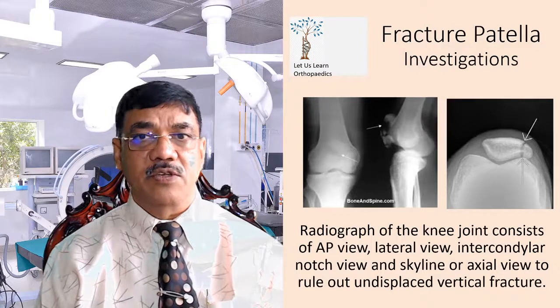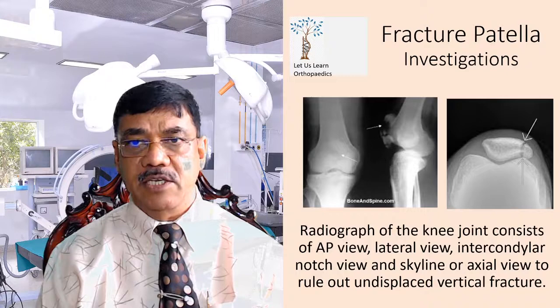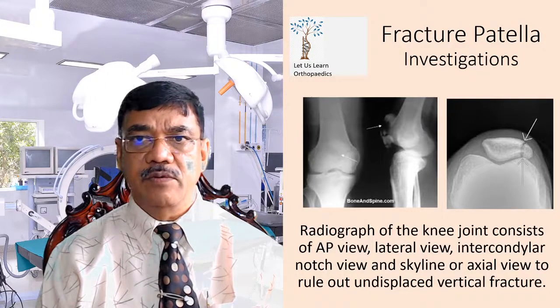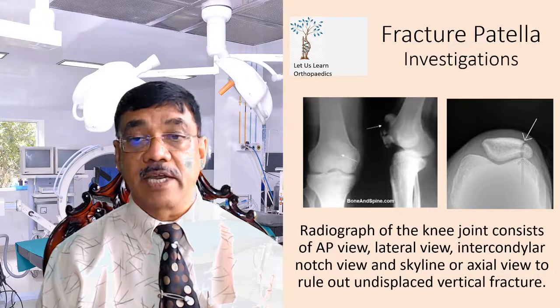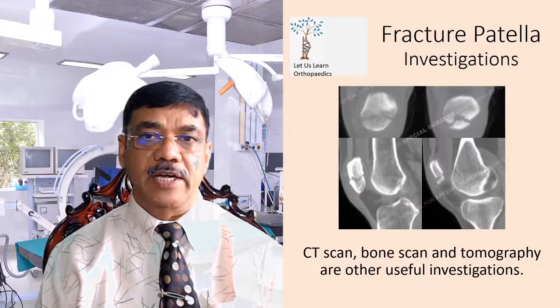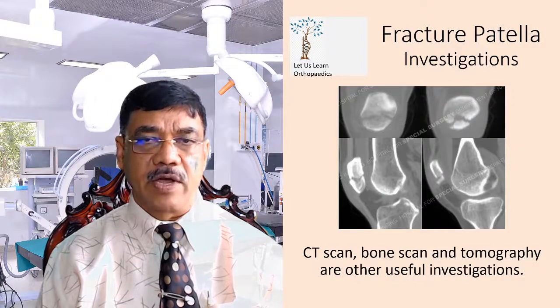The investigation wise, the radiograph of the knee joint consists of the AP view, the lateral view, intercondylar notch view, and skyline axial view to rule out the undisplaced vertical fracture as shown in this second X-ray. CT scan, bone scan and tomography are other useful investigation. However, they are very rarely required.